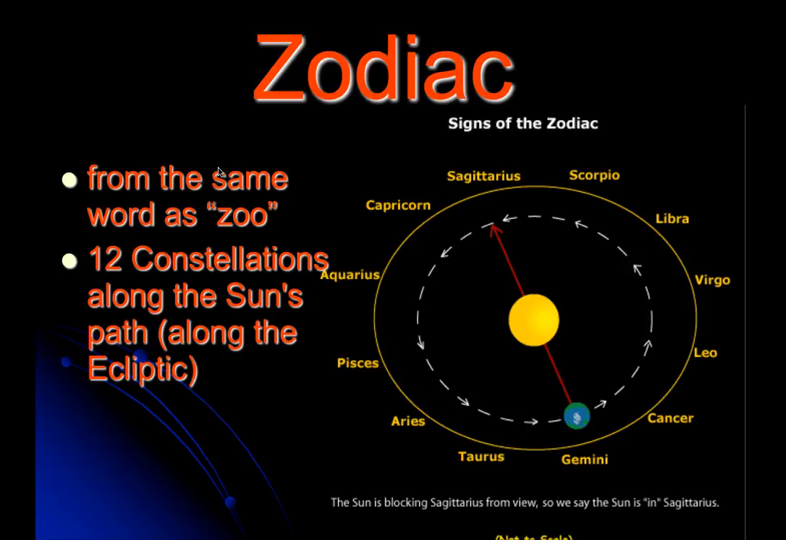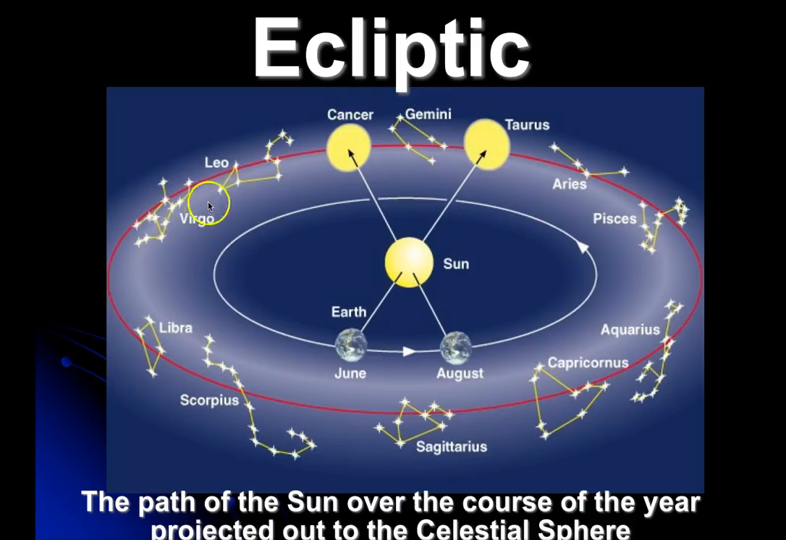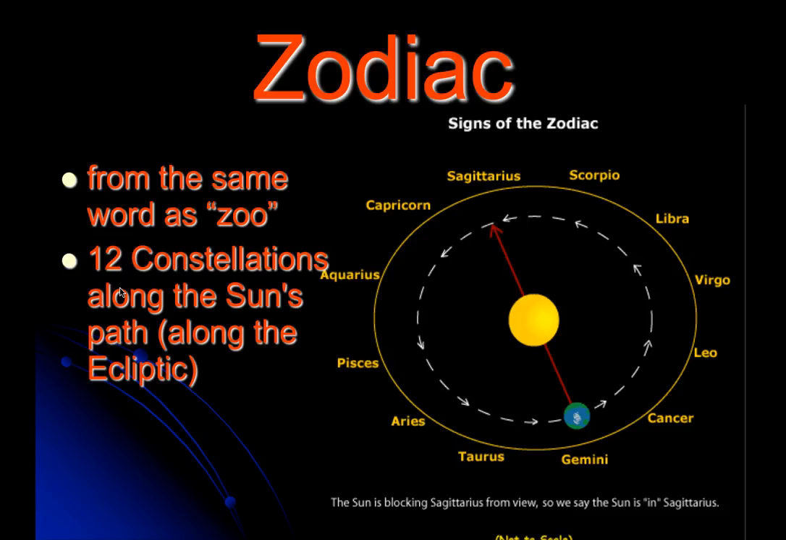The zodiac are those constellations through which the sun travels. It's also the path of the ecliptic. Currently, there are 13 constellations in the zodiac. One is not indicated here. It's called Ophiuchus, something I can never pronounce.